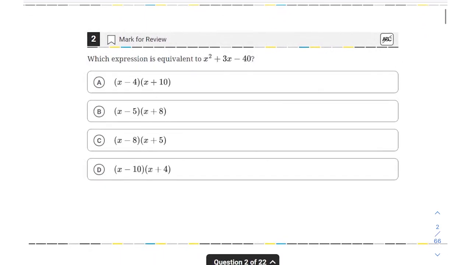For number 2, it says which expression is equivalent to x squared plus 3x minus 40. And this is going to be a typical trinomial that we have to factor. The sum should add up to positive 3, and the product should multiply out to negative 40. So when we look at those product and sum here, for the product, I think the easiest thing to do is take a look at the 40 and just see what factors come to mind.